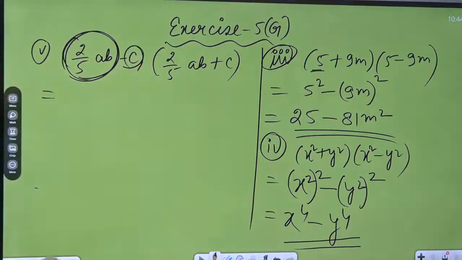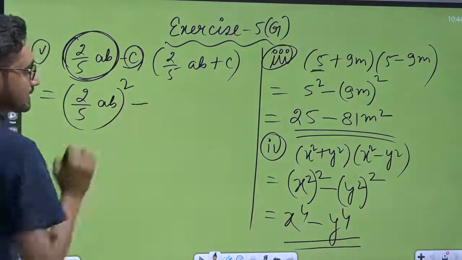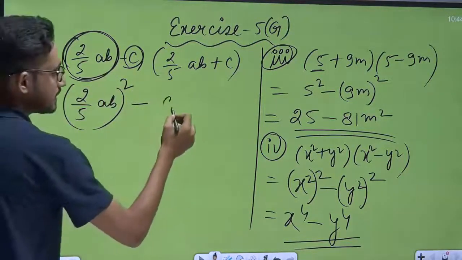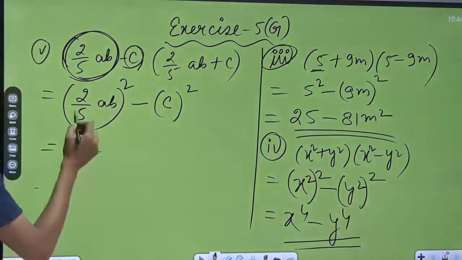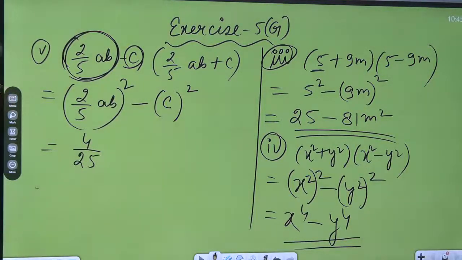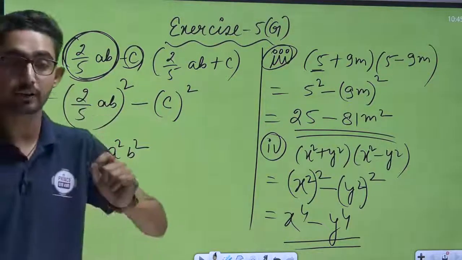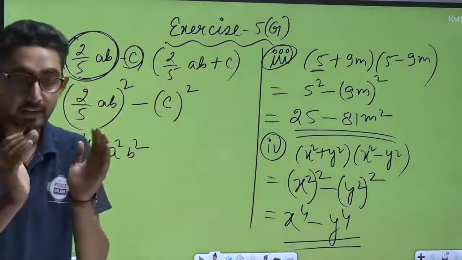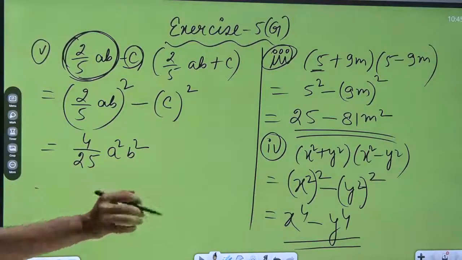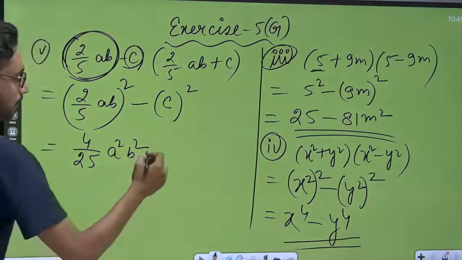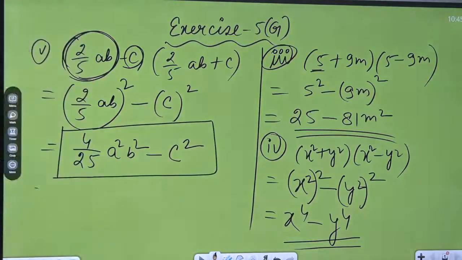Now see here all of you, again in the same way, this whole term you have to consider as A and this C as B. So just write down 2 upon 5 AB whole square, first number square minus second number square. Second number square means C square. Okay. Now write down here 2 square, that is 4, 5 square, that is 25. A square also and B square also, because each and every term will be squared. Whenever there is something in a bracket, that means each and every factor square will be there. Understood? Now we can say yes, your answer is correct.